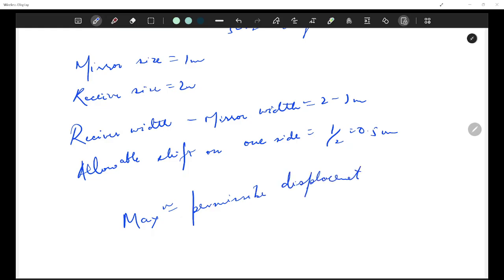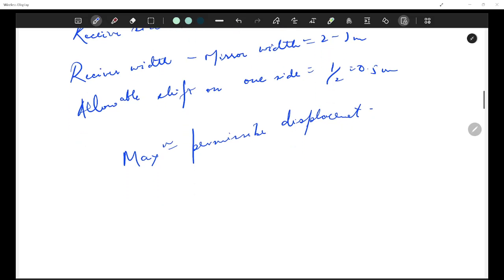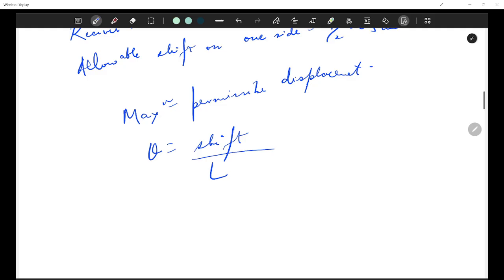Okay, so let's convert this linear shift to angular error. So what would be theta? It would be shift upon L. Okay, the permissible shift that I have is 0.5 upon L, which is 500. So from here your theta is approximately 0.001 radian, which is approximately 1 milliradian.